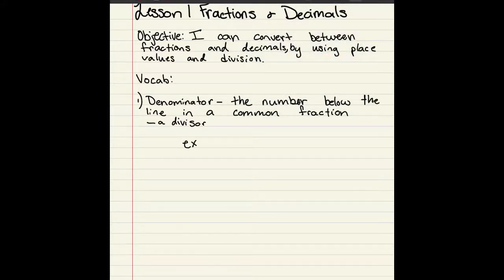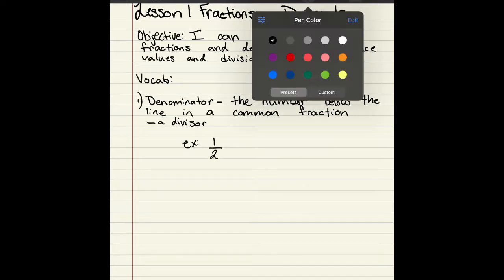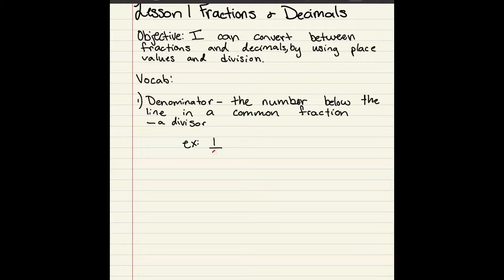If we have an example of, let's say, 1/2, the 2 is our denominator. So I'm going to highlight denominator in red. Another example could be 3/5, the fifths would be our denominator. And let's do one more example, just any random one: 7/100, the 100 is our denominator.